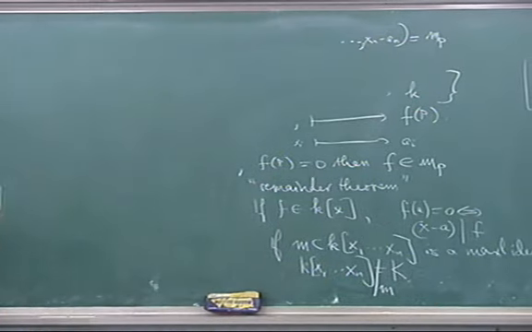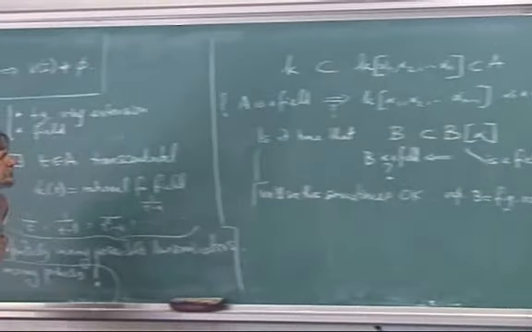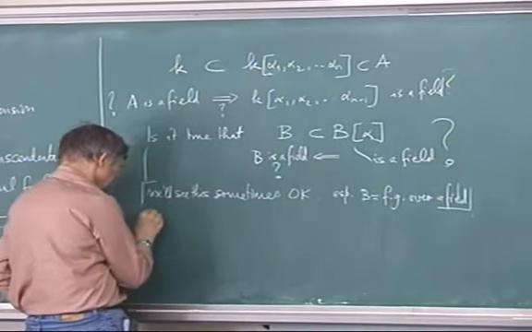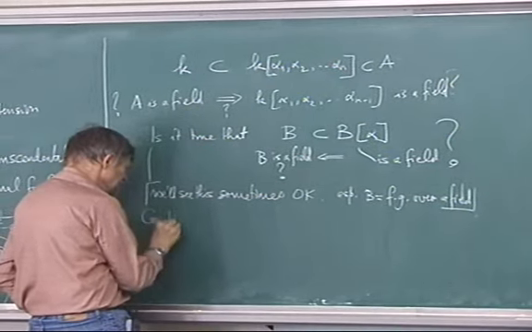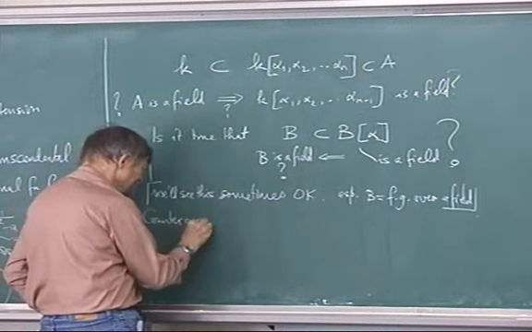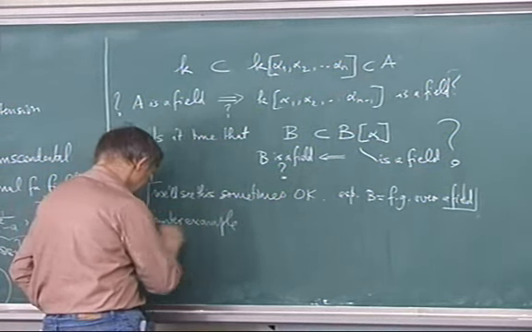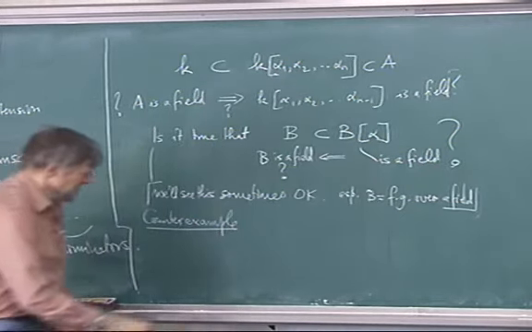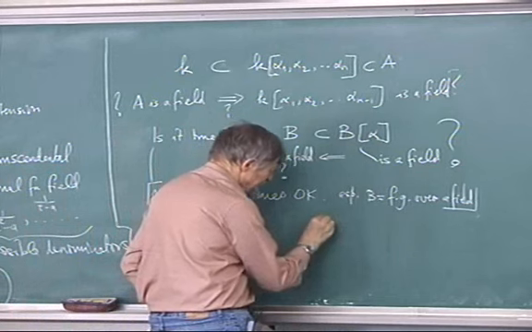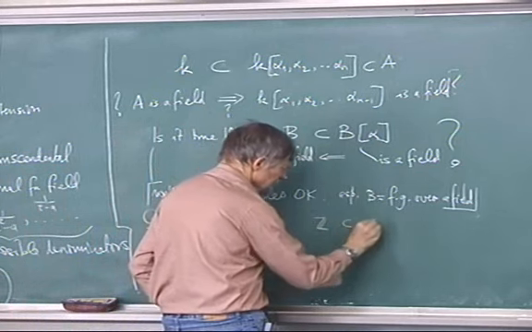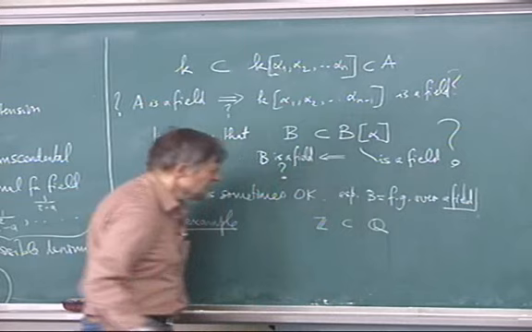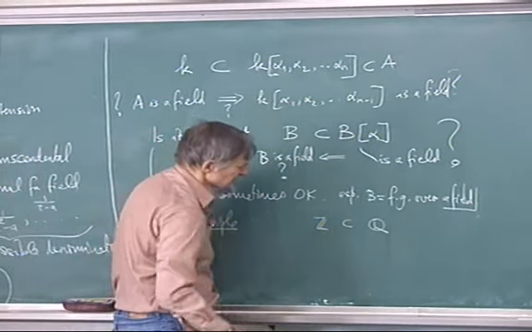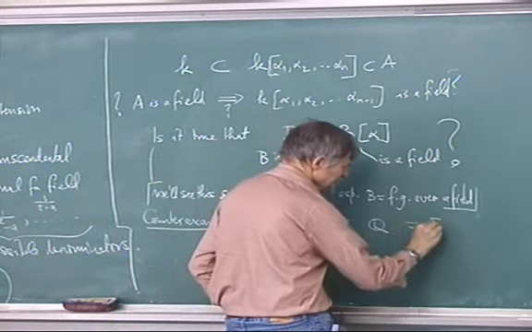Okay, so let's do a counterexample. And this counterexample will tell us what a local ring is at the same time. So let's think about Z contained in Q. So how do I get from Z to Q? So this is the field of fractions of Z.